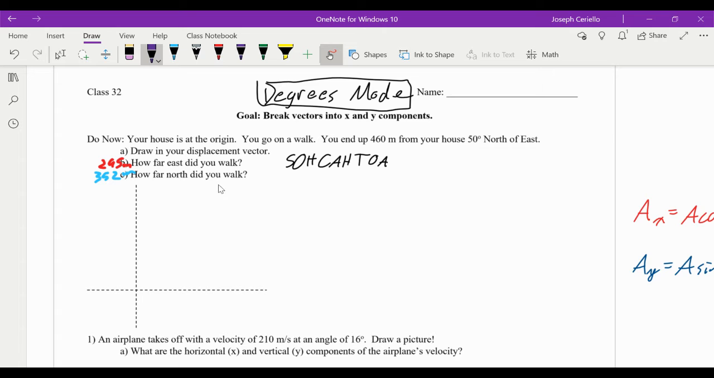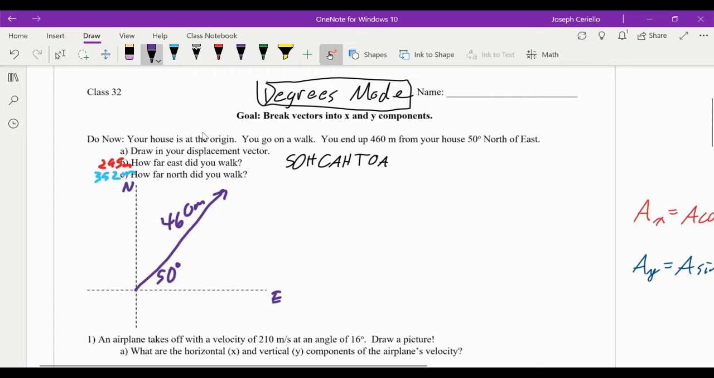So your house is at the origin. You want to walk. You end up 460 meters from your house at an angle of 50 degrees north of east. So this is north this way. This is east this way. So 50 degrees north of east. So you start at east and go north of it, 50 degrees. I'll draw it right here. There's your end. So here is your vector, like your displacement vector, 460 meters. This is 50 degrees.